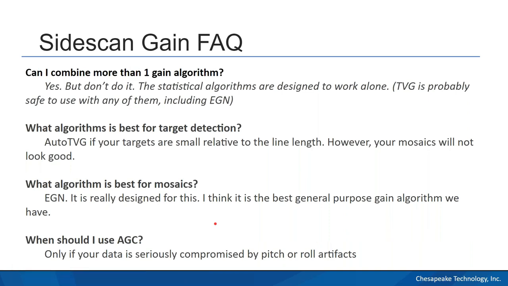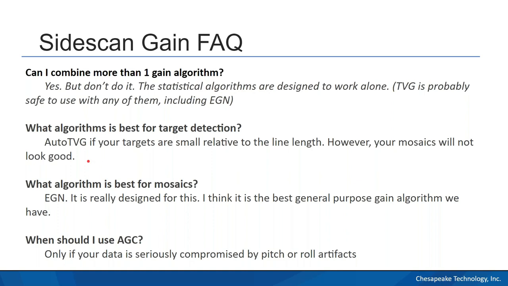A question that I get asked frequently is, can you combine more than one gain algorithm? And the answer is, yes, you can, but I don't recommend that you do it. The statistical algorithms in particular are really designed to work by themselves. If you start stacking things on top of each other, it tends to just make everything muddy. The one exception to that is probably TVG. TVG is a fixed algorithm that's applied to every single ping. It's applied exactly the same way. And so that one is safe to use, including with EGN. So you can use TVG with any of the other algorithms.